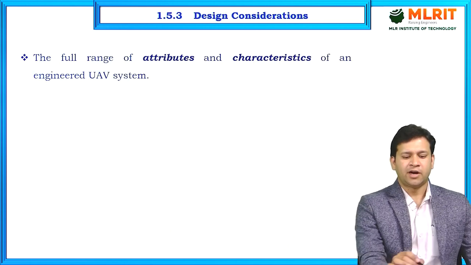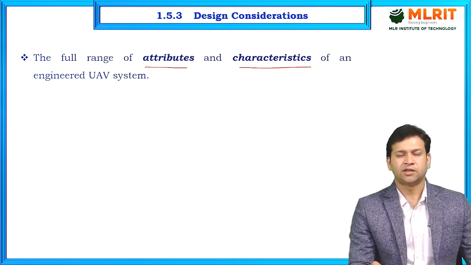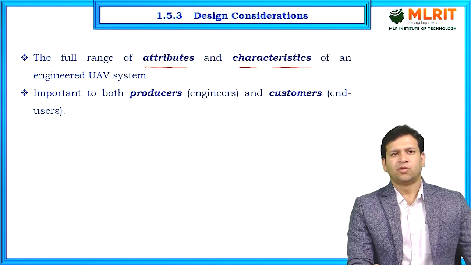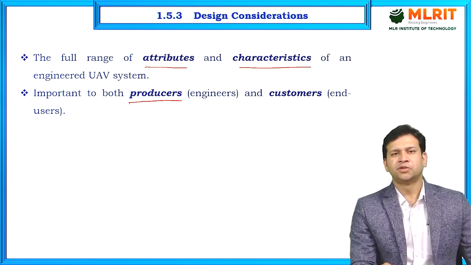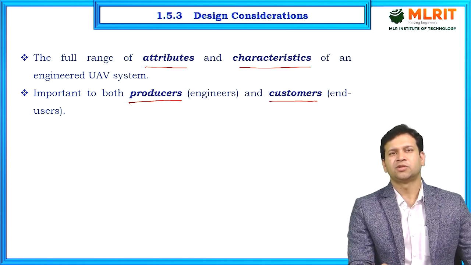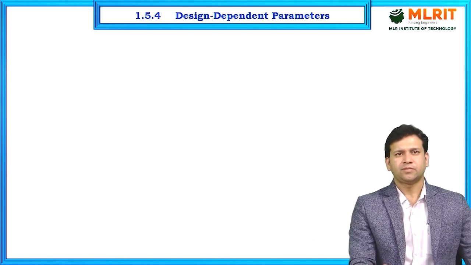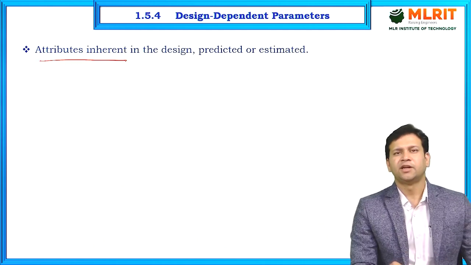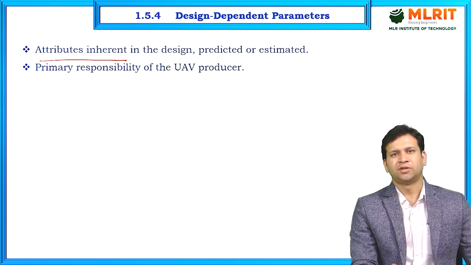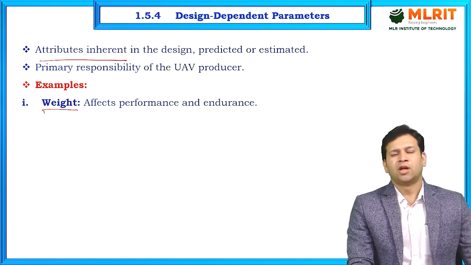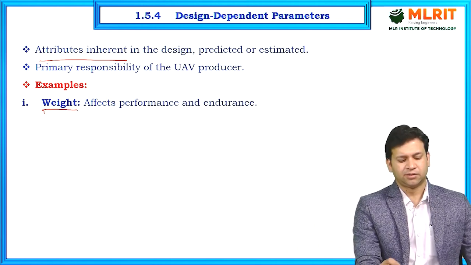The full range of attributes and characteristics of an engineered UAV system is important for both the producers, the engineers who are working on it, and the customers, the end users of the UAV. There are design dependent parameters, the attributes which are inherent in the design, predicted or estimated. Primary responsibility for the UAV producer is weight, and how it affects the performance and endurance.